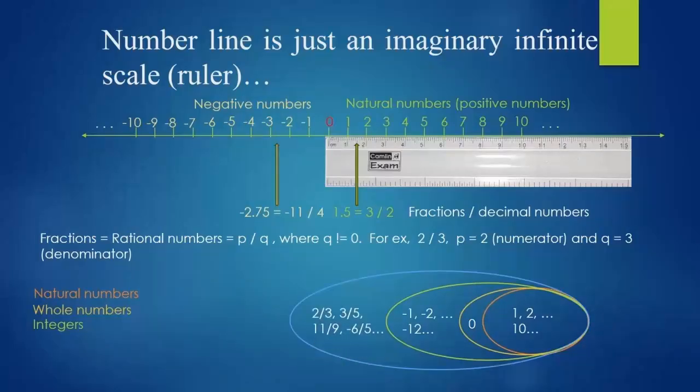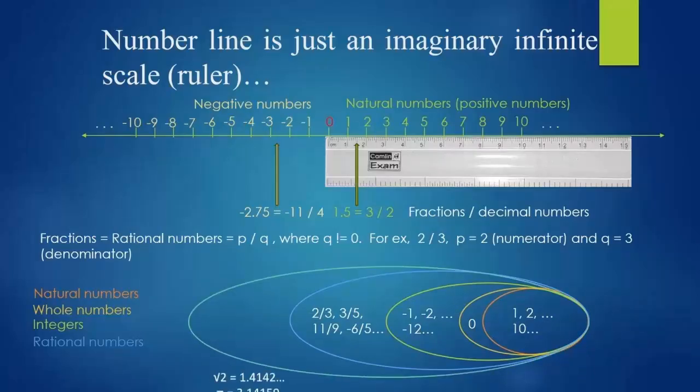Okay, and if you include the fractions also in an even bigger set, this set is what is known as rational numbers. So the rational numbers have fractions such as 2 by 3, 3 by 5, -6 by 5. They have negative numbers such as -1, -2. They have 0, and they have 1, 2, which are positive numbers.